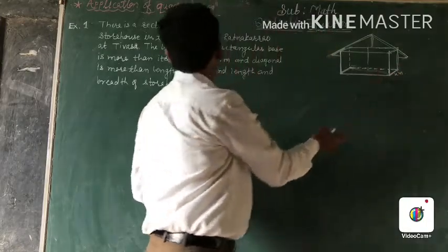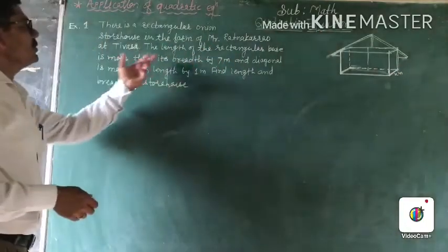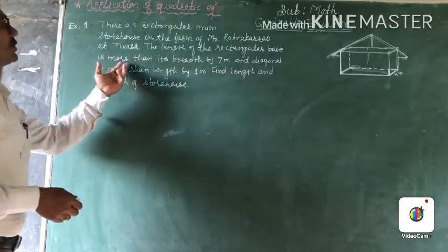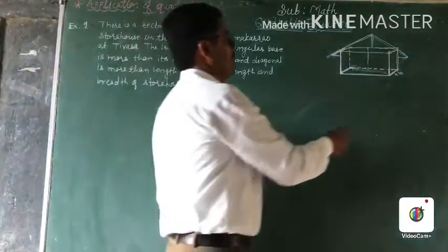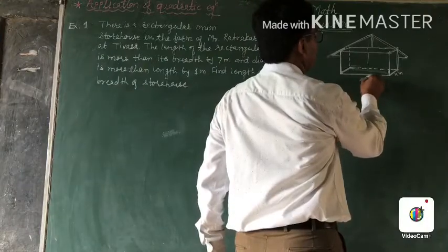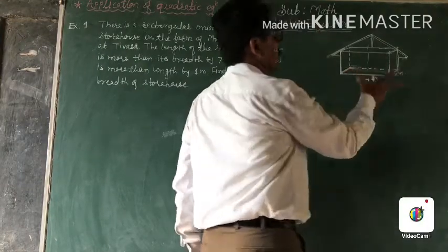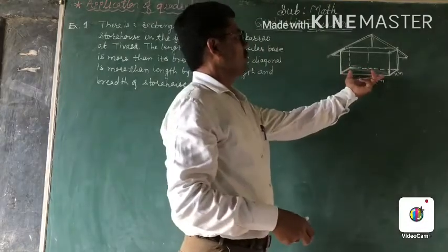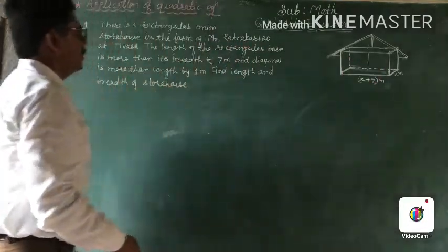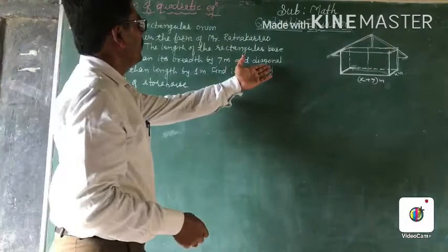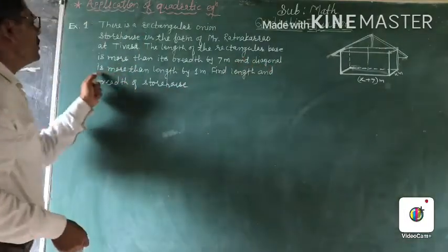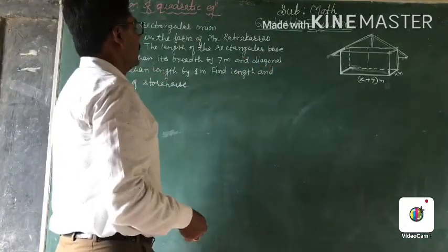Then what about the length of the storehouse? The length of the storehouse is more than its breadth by 7 meter, which means its breadth is x, and 7 more than that is the length of the base of the storehouse. Another condition is also given here: the diagonal is more than the length by 1 meter.